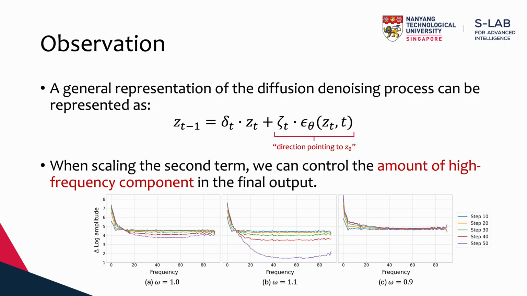Let's look at the diffusion process. The denoising step can be written as this formula here, where the first term represents the current noisy latent and the second term represents the direction pointing to the clean latent x0. We observe that if we scale the second term, we can effectively control how much high-frequency information is kept in the final output. This observation is the foundation of our approach.